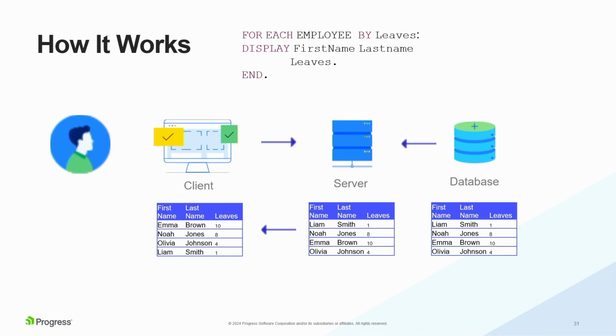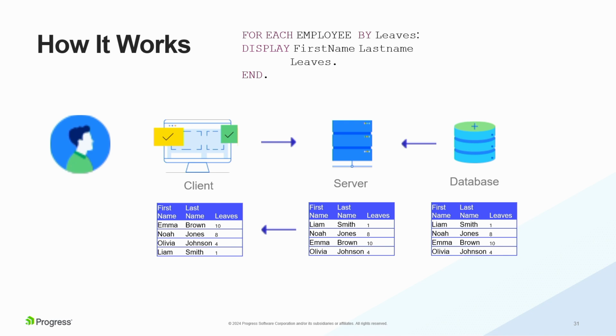Now we have finished the execution up to this point. For each, we got our record, and we have sorted them by the leaves. Next, we are executing the display statement. When we execute the display statement, the data moves from the record buffer to the display buffer.